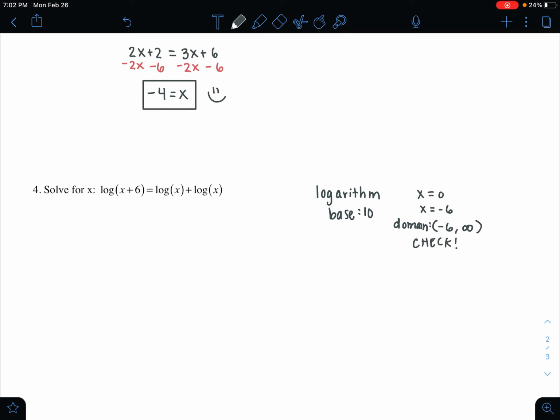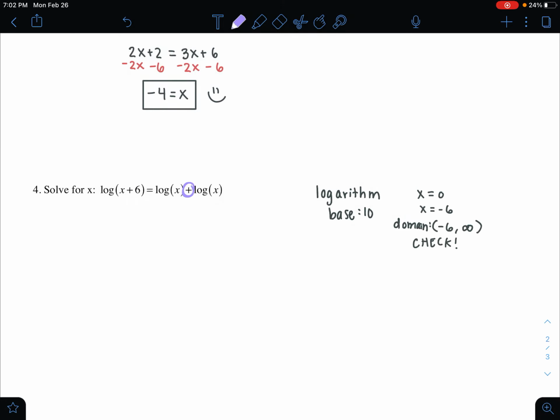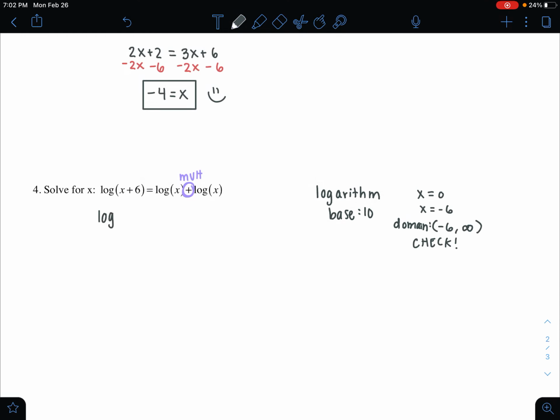Remember, we always check in the original. Now we can't solve a log until there's only 1 on each side. So on the left-hand side, there's only 1. That's awesome. But on the right side, there's 2 with a plus sign, which means we're going to multiply our arguments. So when we do that, we get log of x plus 6 equals log of x times x, which is x squared.